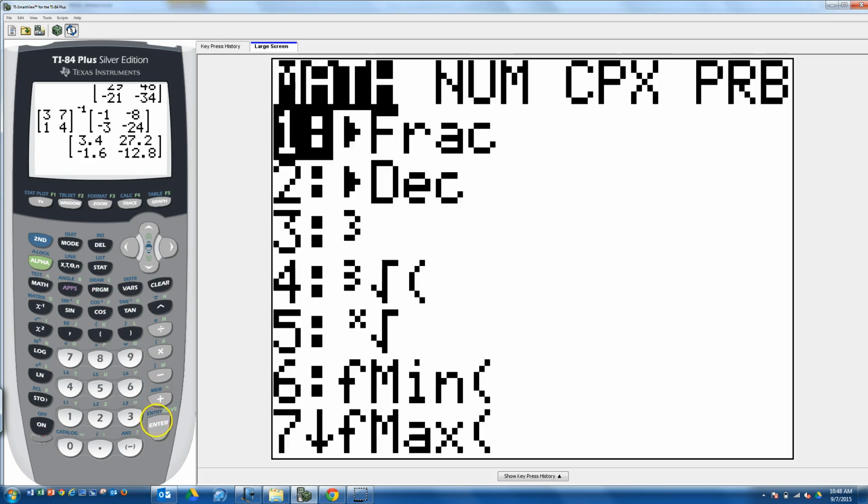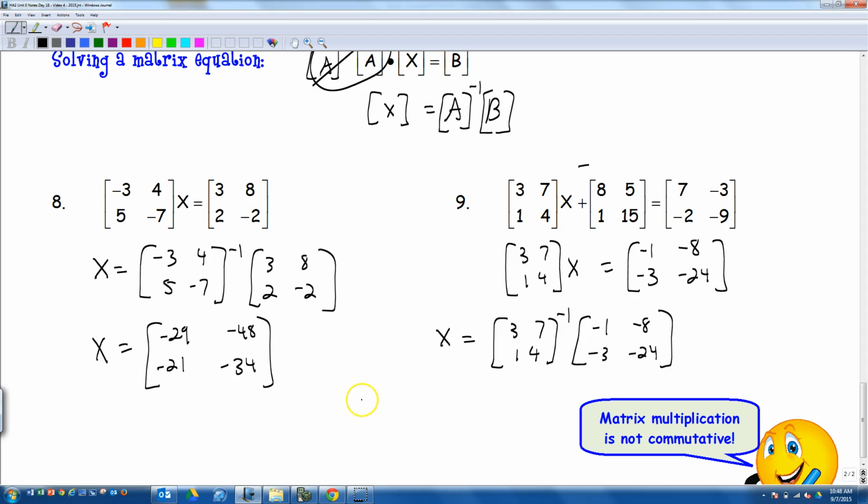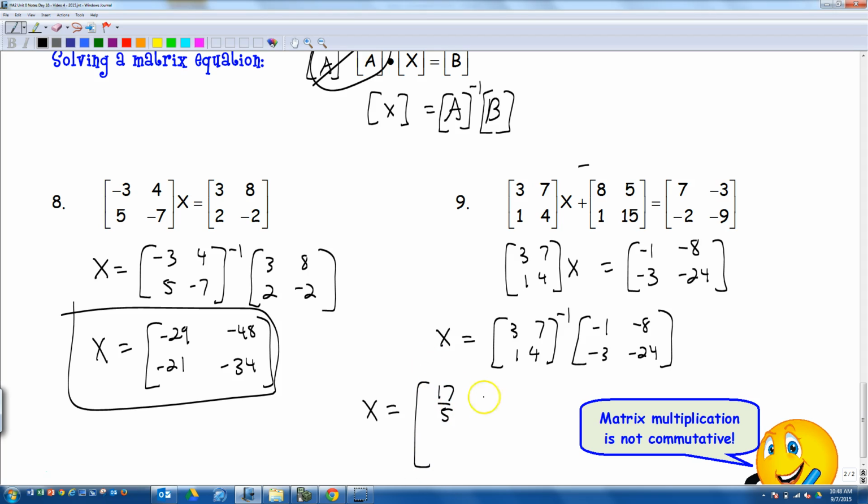Again, you can math frac, and our final answer is that matrix, so we can write that out. So this was the answer to 8, and this is the answer to 9. 17/5, positive 136/5, -8/5, and finally -64/5. So that's just how you can use your calculator.